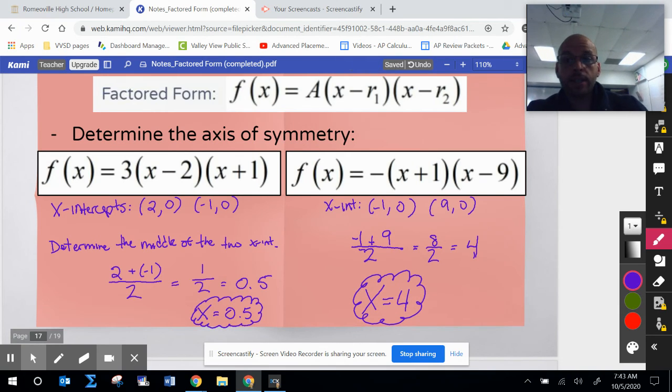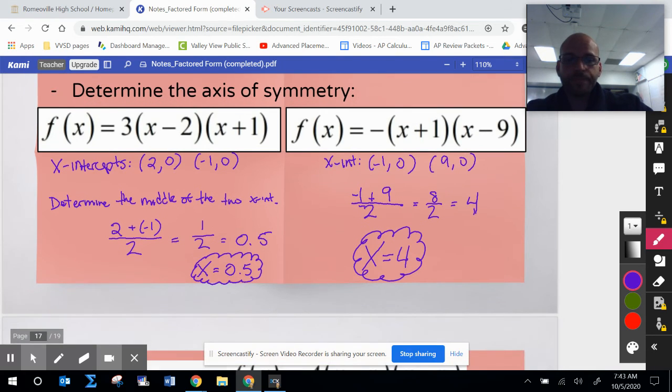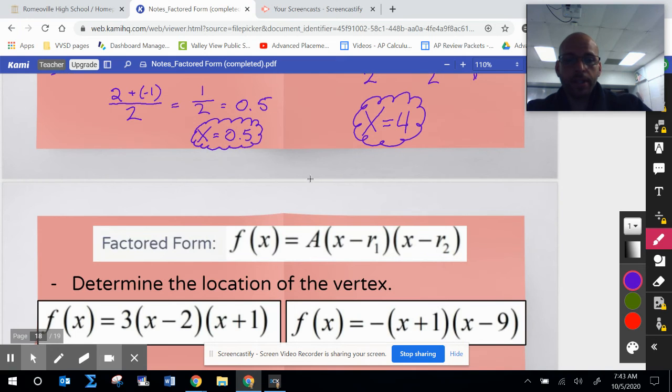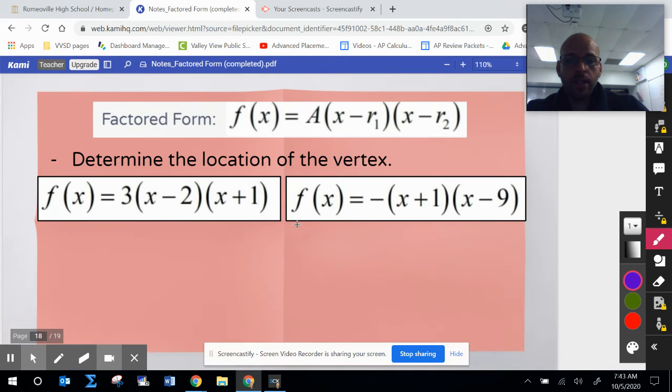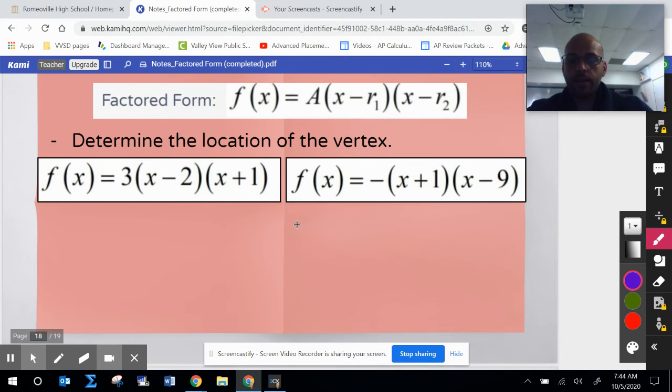Okay, so this is different from any other form that we've done. Okay, so feel free to pause, rewind, rewatch. Okay, but when I give you something in factored form, we have to know to find the x-intercepts first and then find the middle of those two x-intercepts. Okay, now the last piece, all right, is to find the vertex.